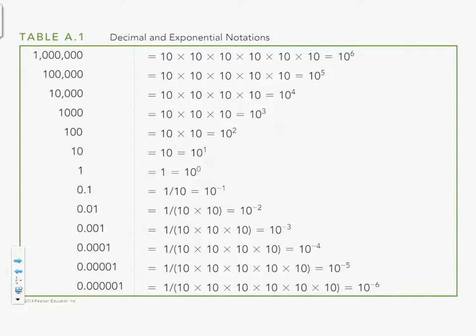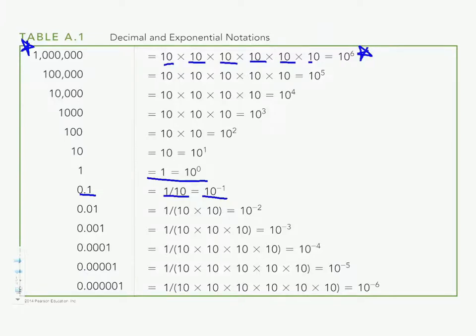Here is literally how they get from the decimal notation over here to these exponential notations over here. 10 to the 6th literally means 10 times 10 times 10 times 10 times 10 times 10. Six tens multiplied all together gives you 10 to the 6th. 1 is the same thing as 10 to the 0. Now, what is 0.1? 0.1 is 1 divided by 10, and 1 over 10 is the same thing as 10 to the minus 1.